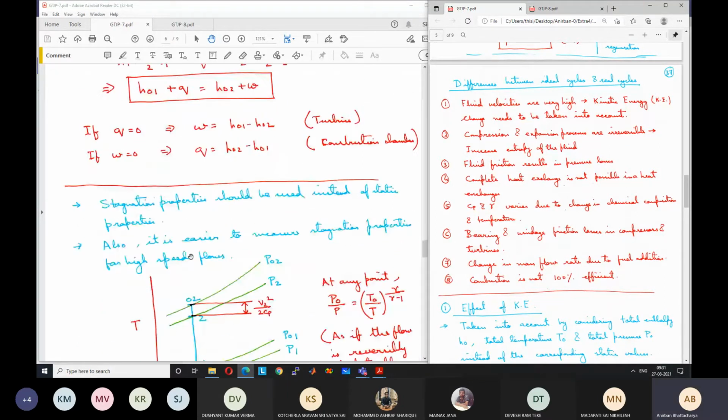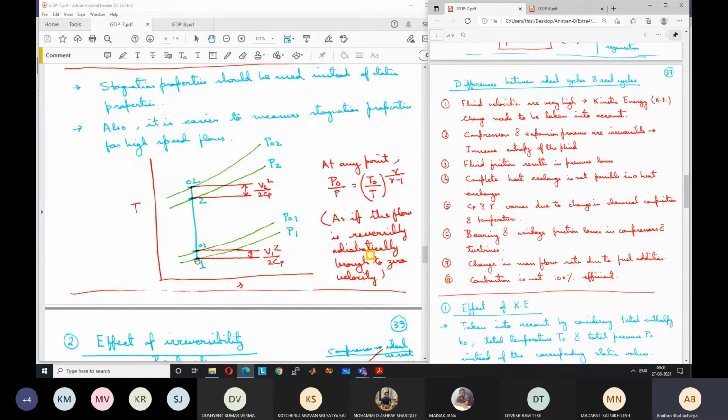Obviously it is on the same entropy line, so isentropic line. So the point 01 will be higher than the point 1 in the TS diagram by the value V1 square by 2Cp. And the constant pressure line through the point 01 is the stagnation pressure, right? So P01 by P1 will be equal to T01 by T1 to the power gamma by gamma minus 1, where we can easily calculate T01 by T1. T01 is T1 plus V1 square by 2Cp.